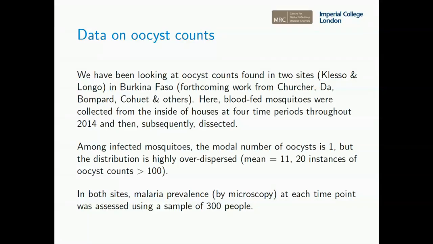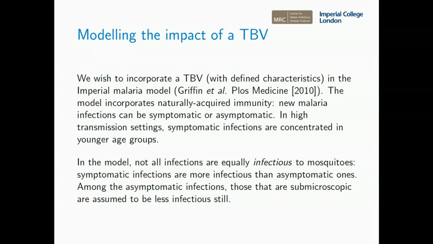As well as the oocyst counts at these 4 time points, we have prevalence data in both sites collected at the end of the mosquito collection period. Our long-term aim is to incorporate a plausible TBV in a mathematical model of malaria transmission. This is a model that's been developed at Imperial over a number of years by Jamie Griffin and Asragani and others, and importantly incorporates naturally acquired immunity.